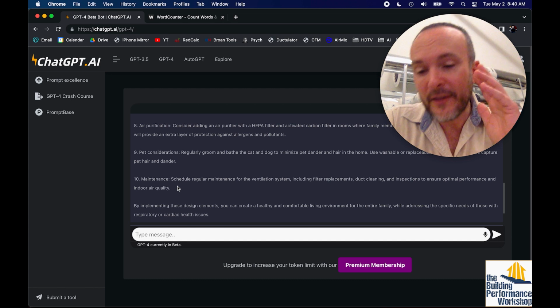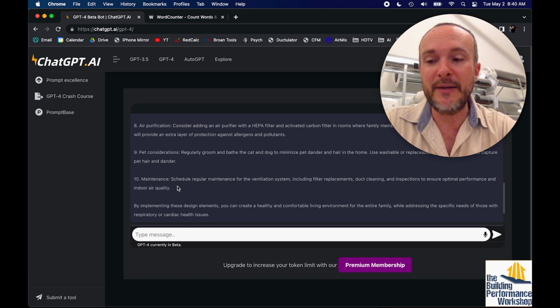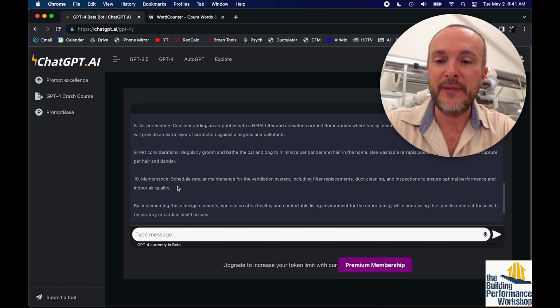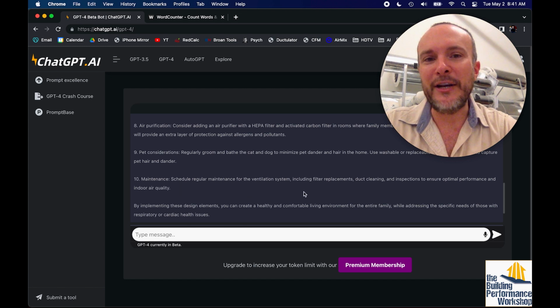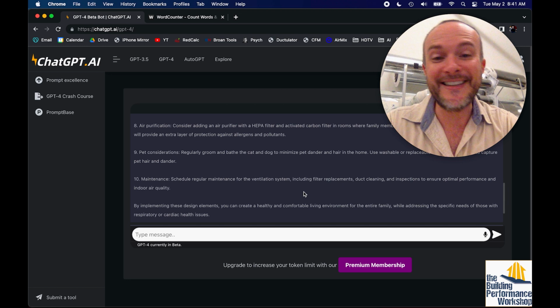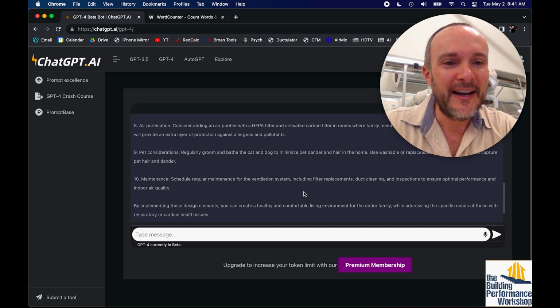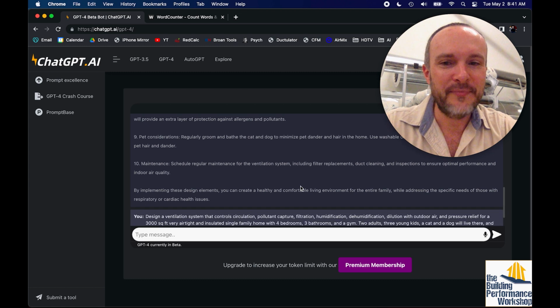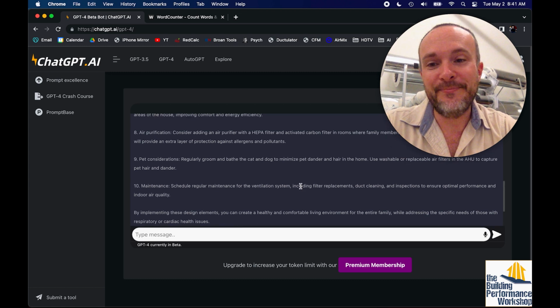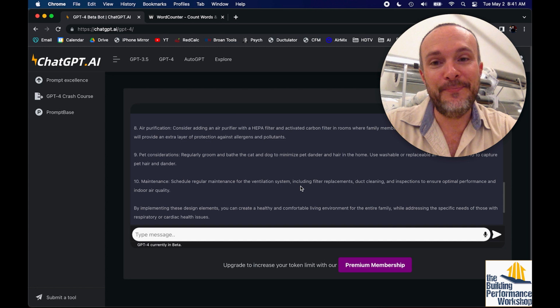Installing an ERV, for most of my clients, the HVAC companies that they're working with, this is their first time out installing an HRV or ERV. I like that they put ERV first before HRV, because that's how I would put it too. Duct cleaning, inspections to ensure optimal, blah, blah, blah. Great. Okay. Honestly, this is a bang up job.